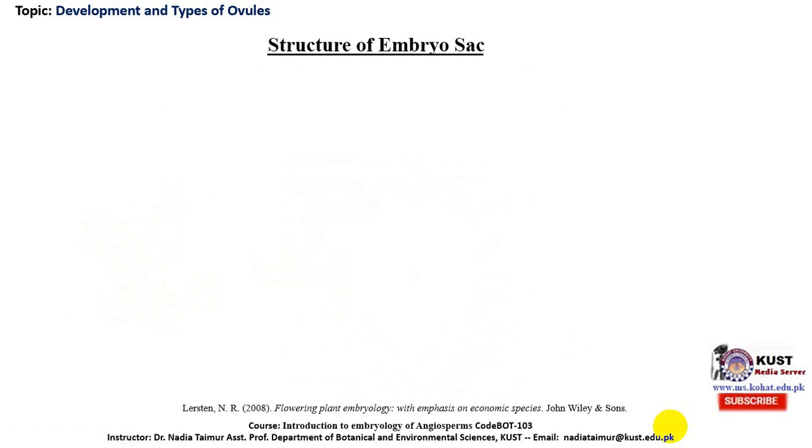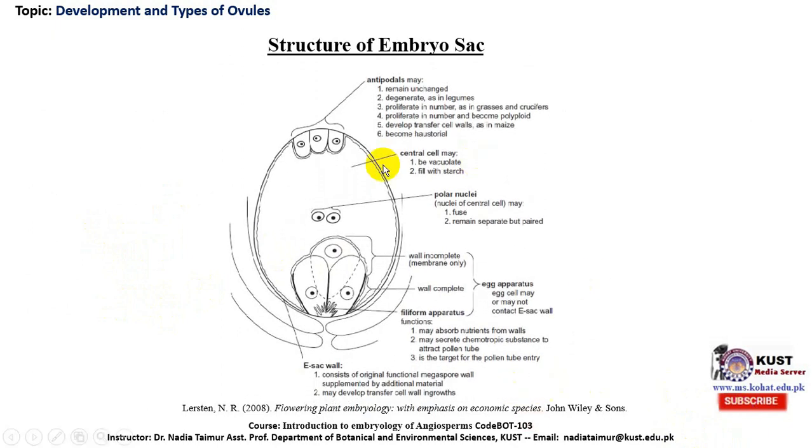Now let's see the structure of an embryo sac. This image represents different cells present inside the embryo sac and their functions. As discussed in the previous slide, the embryo sac contains antipodal cells, polar nuclei, and the egg apparatus, which contains the egg cell and the synergids. Antipodal cells are present towards the chalazal end of the ovule.